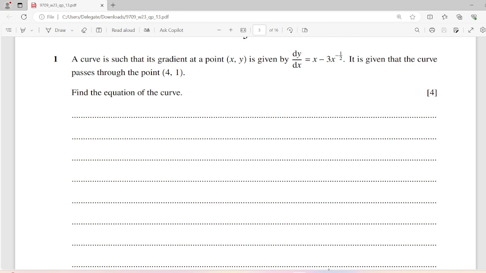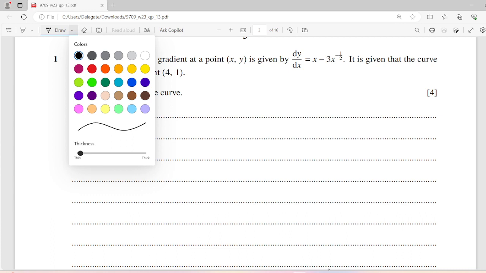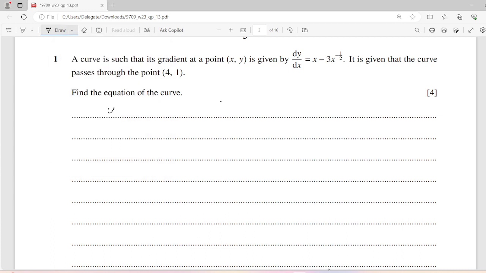So we have question 1, and what does it require us to do? It wants us to find the equation of the curve where we are given the dy dx. We have a differentiated expression and we need to get the original curve. So what we do, we integrate, because integration is the reverse of differentiation. So for us to be able to find the y, which is the equation of the curve, we are going to integrate. So finding y is basically you integrating x minus 3x power negative a half dx.